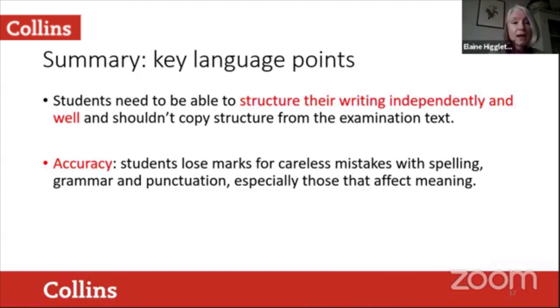So to summarise, examiners are looking for independently structured writing and they're looking for accurately written prose. No careless mistakes with spelling, grammar, punctuation, care taken with words that are homophones, particularly those that affect meaning.